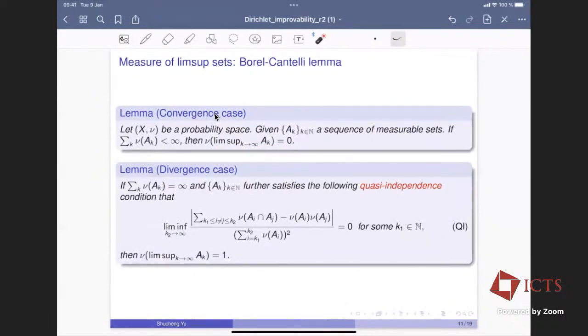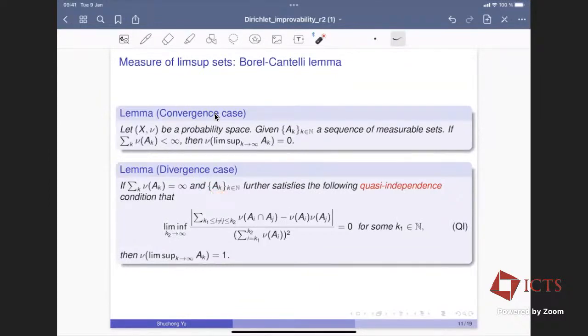And then we also have this divergence case, which is a bit more subtle. First, because of the convergence theorem, in order to have this measure to be positive, we must have the sum of the measure to be divergent. But usually this is not enough. We also usually need to assume some independence conditions for those events.